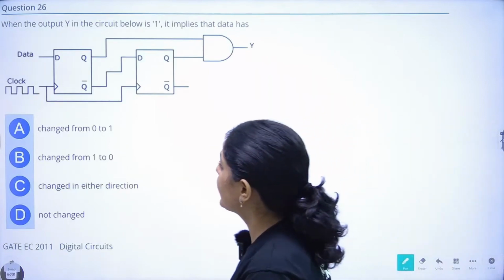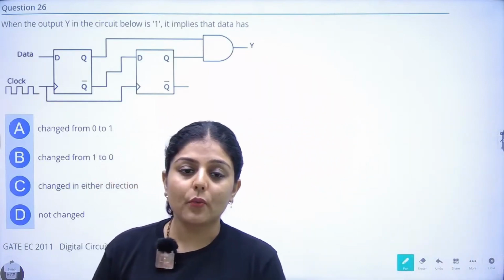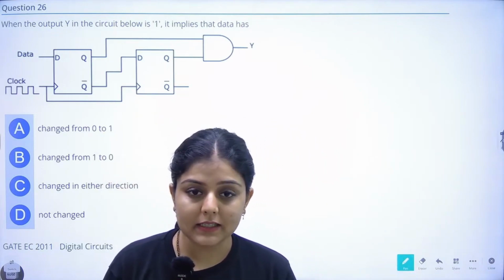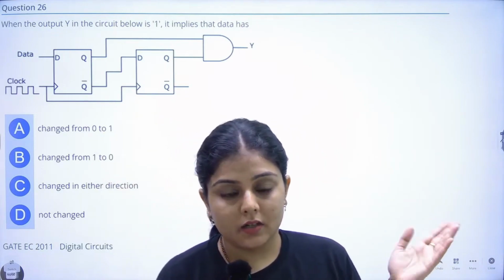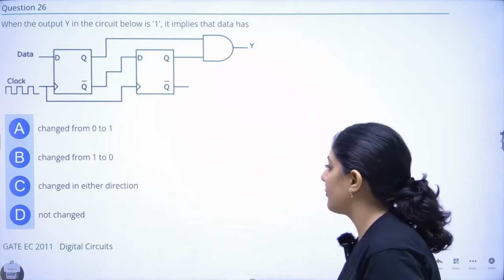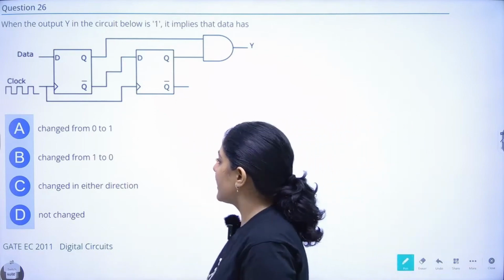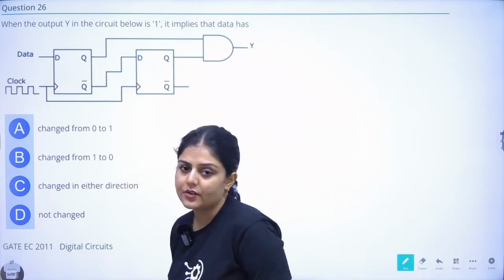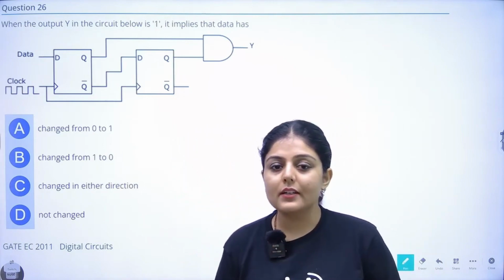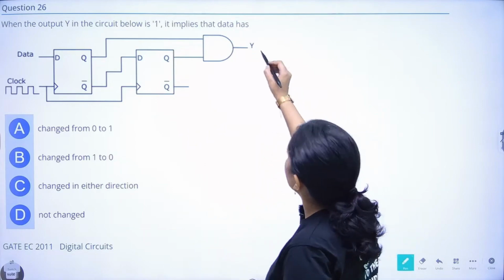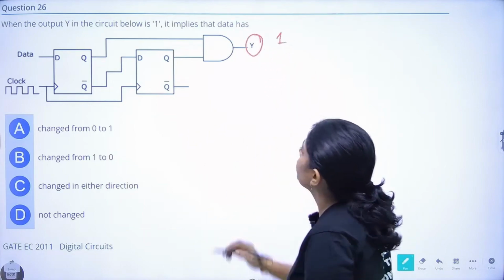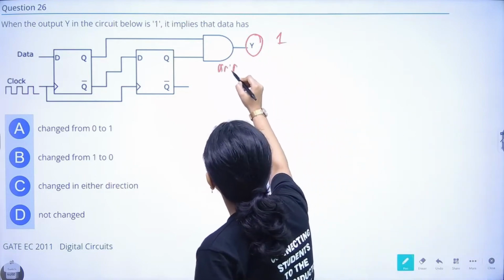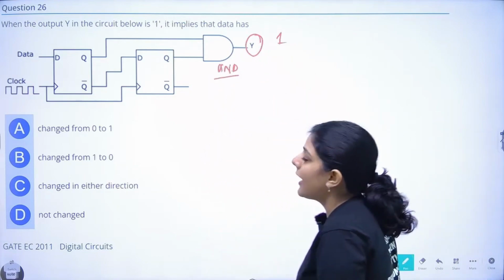Okay, so the next question says that when the output Y in the circuit below is 1, it implies that the data has, what are the options from the 4 options? Change from 0 to 1, change from 1 to 0, change in either direction, not change at all. So what they are saying is this becomes 1. And what type of gate is represented here? AND gate. This is your AND gate.